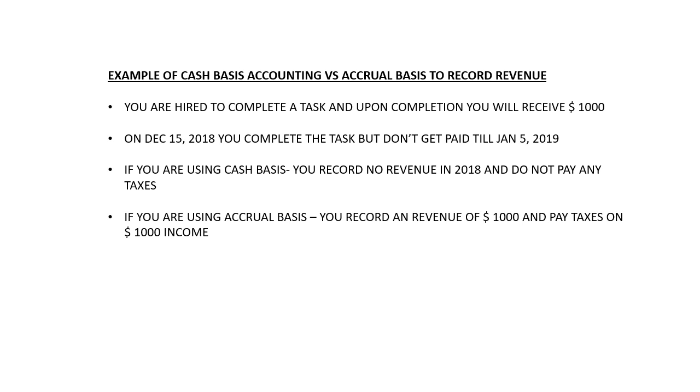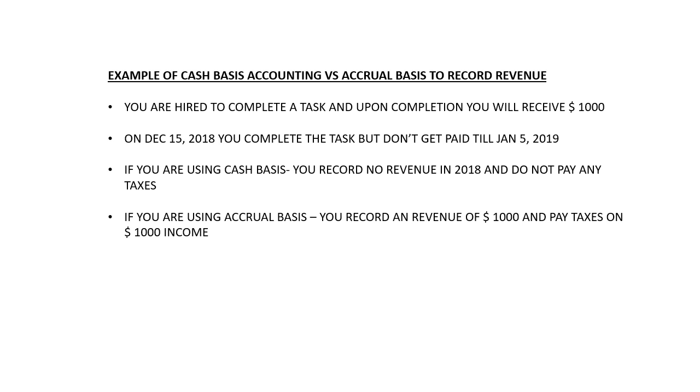Example of cash basis accounting versus accrual basis to record revenue. For example, if you are hired to complete a specific task and upon completion you will receive $1,000, and you complete the task on December 15, 2018. However, you don't get paid till the following year, on January 15, 2019. If you're using a cash basis method, you will record no revenue in 2018 since no cash was received. And since no cash was received, you do not have to pay any taxes.